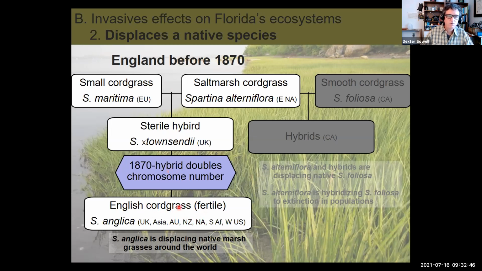It's vegetatively aggressive, and it itself is now a new invasive species because from the UK, it's made it to Asia, Australia, New Zealand, North America, South Africa, and the western coast of the US. In fact, this English cordgrass is now competing against smooth cordgrass with our native salt marsh cordgrass and the hybrids of these two. So this poor smooth cordgrass is just getting hammered.